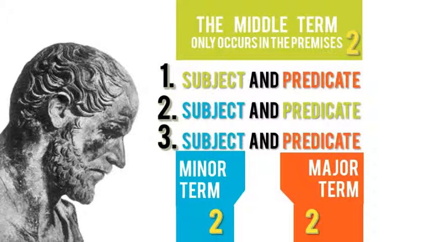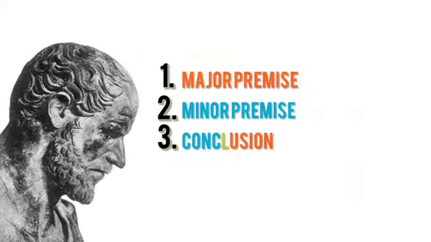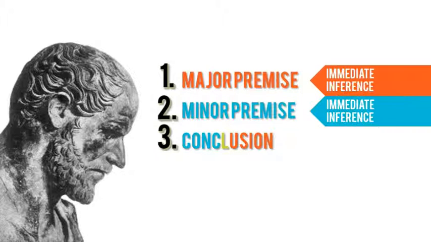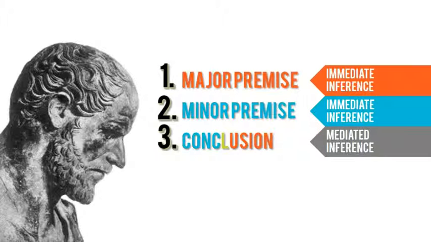So we call the first sentence the major premise because it has the major term in it. The second sentence is called the minor premise because it has the minor term in it. And the last sentence is the conclusion. You'll also remember from the first episode that these first two sentences are immediate inferences, whereas the conclusion is a mediated inference.